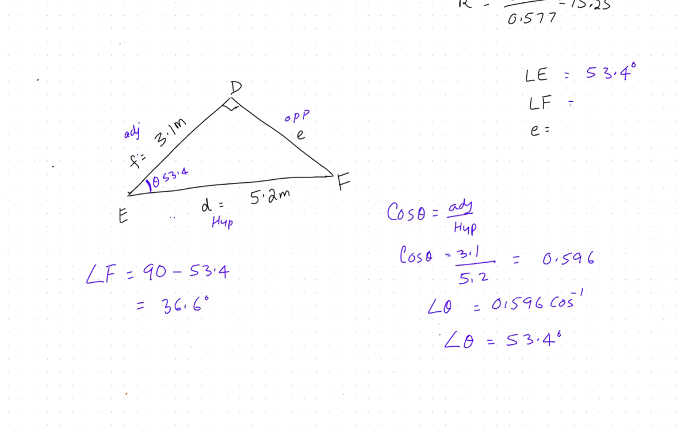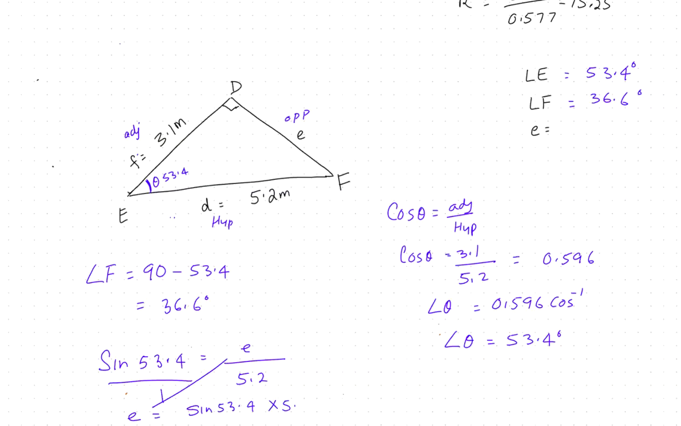Now we have to find side E. So for this angle E, this is the opposite side and the hypotenuse also we know, or you can use adjacent. So we are using opposite and hypotenuse. The ratio between opposite and hypotenuse is sine. So sine 53.4 equals opposite, which is E, upon hypotenuse, which is 5.2. So cross multiply. So E times 1, E equals sine 53.4 times 5.2.